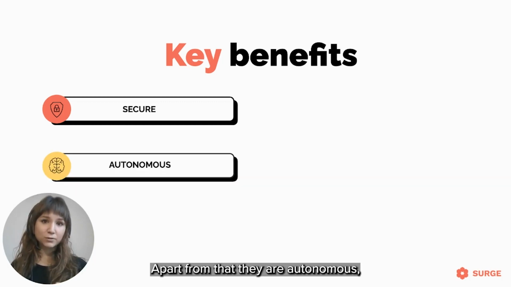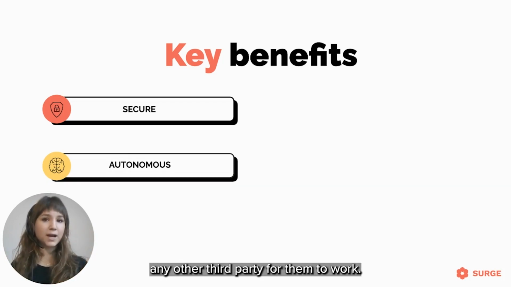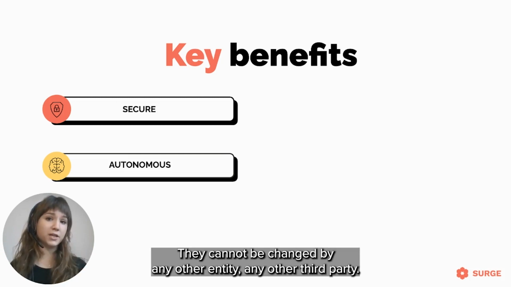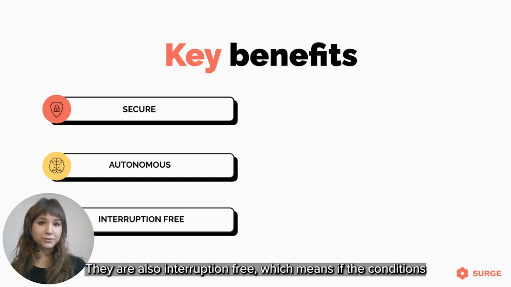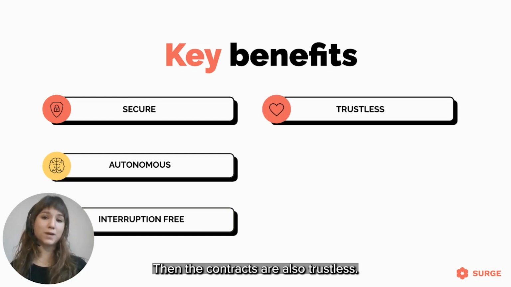Apart from that, they are autonomous. They are complete and they don't require any other third party for them to work. They cannot be changed by any other entity, any other third party. They are also interruption-free, which means if the conditions have been met and the contract started execution, it will have to finish. Then the contracts are also trustless.